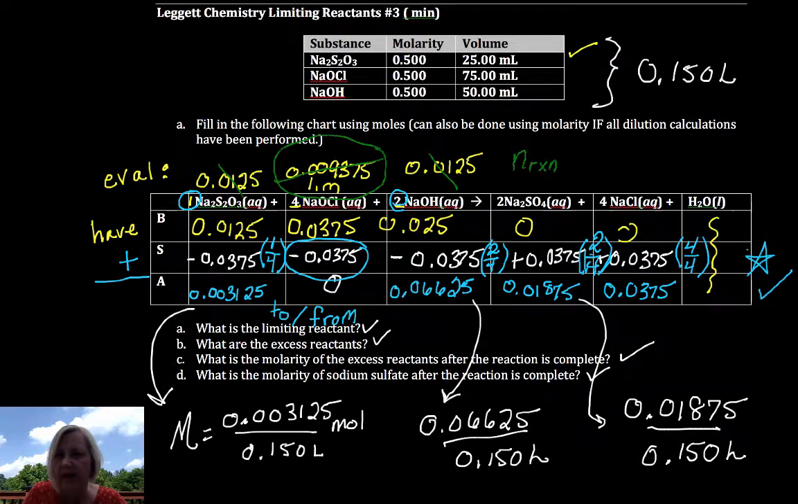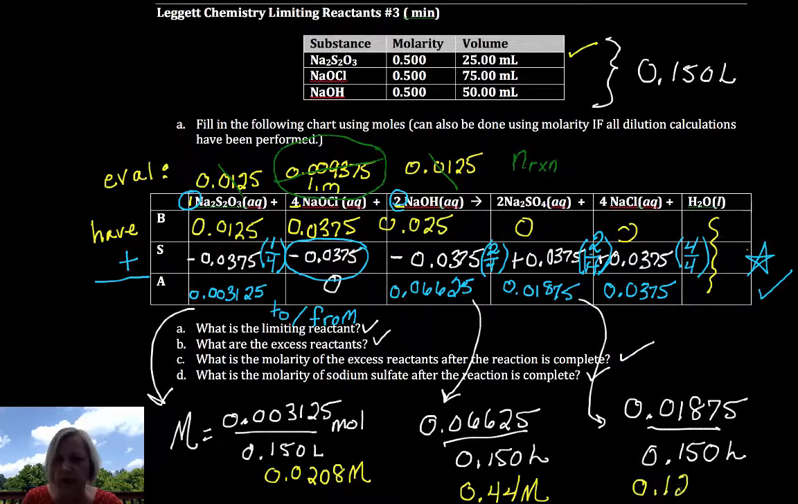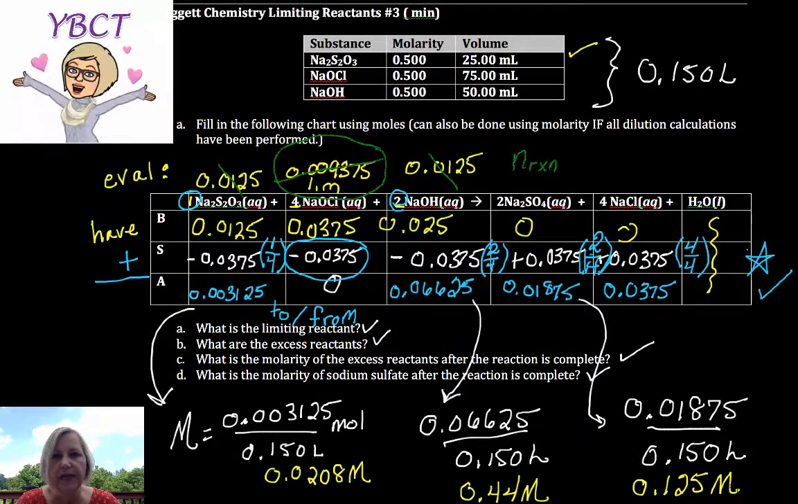And so I have those answers. You should be checking my work for those. I get 0.0208. Always double check your math on that. For NaOH, I have 0.44 molar. And for my sodium sulfate, I have 0.125 molar. So that's a pretty involved limiting reagent problem, like the AP and IB level, but I think a very good challenge for honors and pre-AP as well.